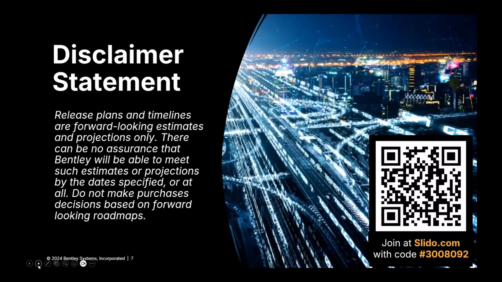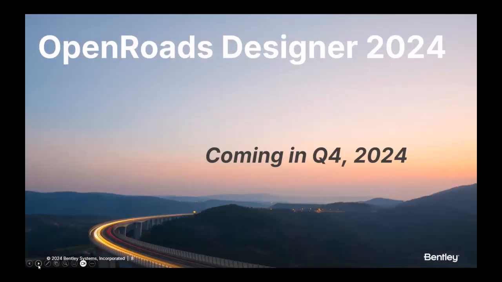And I know the number one question everybody's going to have is, when is this coming? OpenRoads and OpenRail Designer 2024 will be released in the 4th quarter. So what we're talking about today is coming. It's coming soon. It's just not quite there yet. We're not quite to a point of releasing it, but it is coming soon for you.